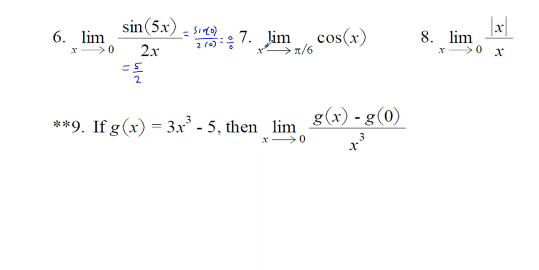Next, 7, limit as x approaches pi over 6 of cosine x. So we're going to try to substitute directly, and the cosine of pi over 6 is going to be equal to square root of 3 over 2. And that's one of the values in the 16-point unit circle that you should know at this phase in your calculus career. So this is our answer, square root of 3 over 2.